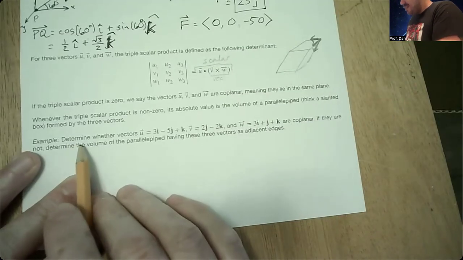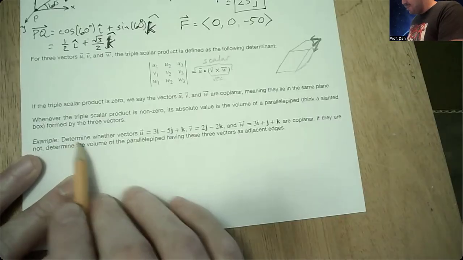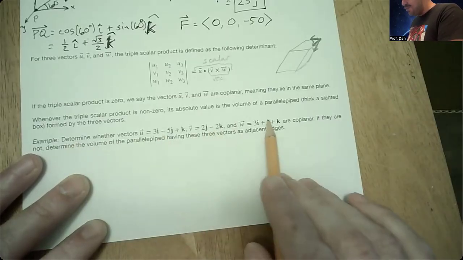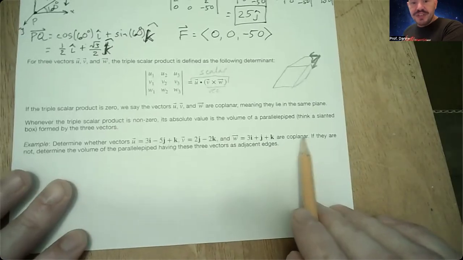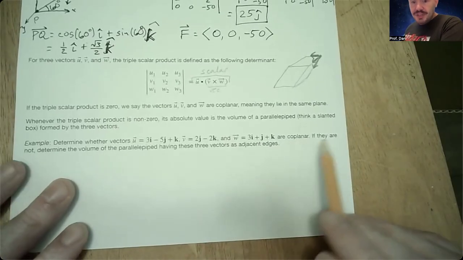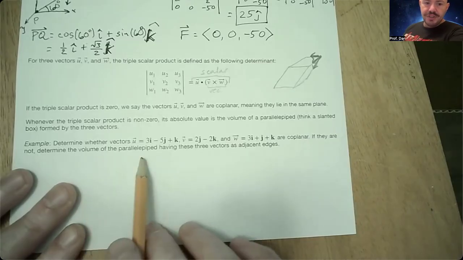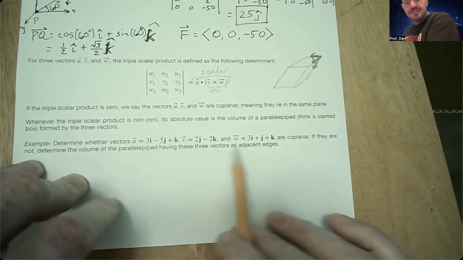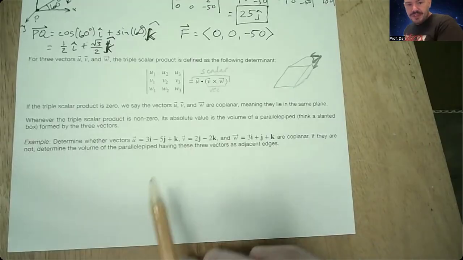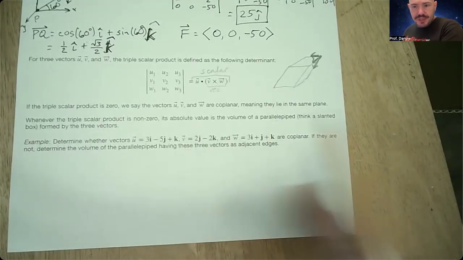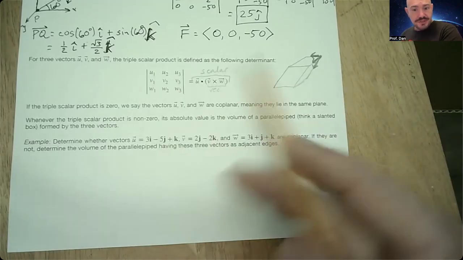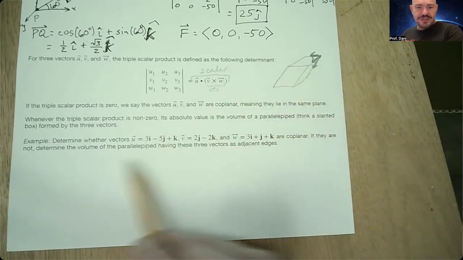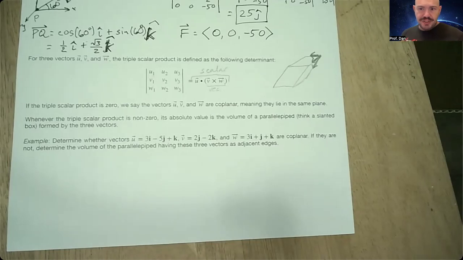So let's look at one last example. We want to determine whether these three vectors are coplanar. The way we do that is by looking at the triple scalar product. If they are not, determine the volume of the parallelepiped having these three vectors as adjacent edges. Right, so basically find your triple scalar product. If it's zero, the answer is yes. If the answer is not zero, then the answer is no, and the volume of our slanty box is the answer we got.